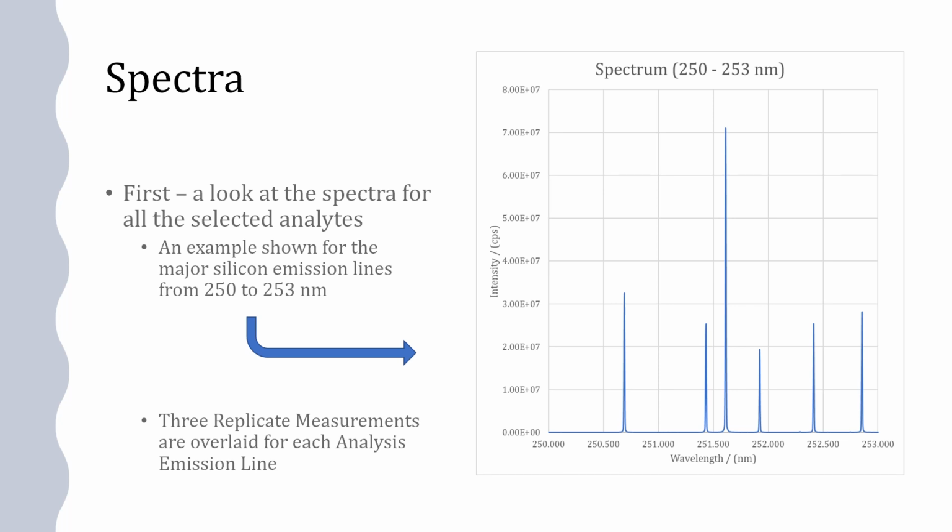So look at the spectra on the right hand side, an example showing the major silicon lines from 250 up to 253 nanometers. And obviously there in the middle we can see the well-known 251 nanometer line for silicon. I did 3 replicate measurements and they're overlaid on each analysis emission line.